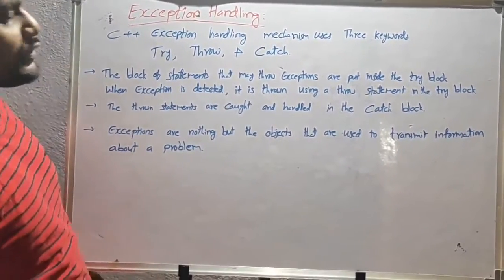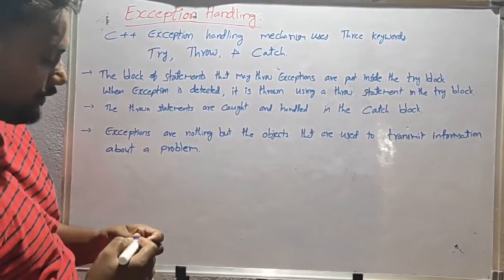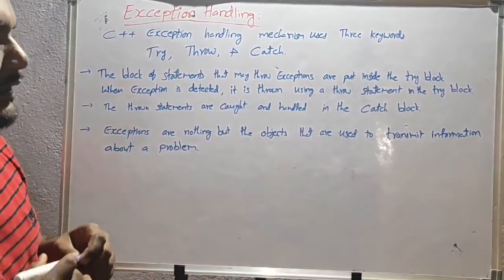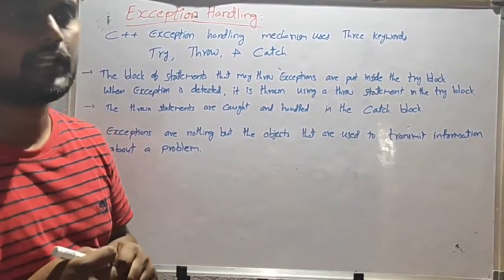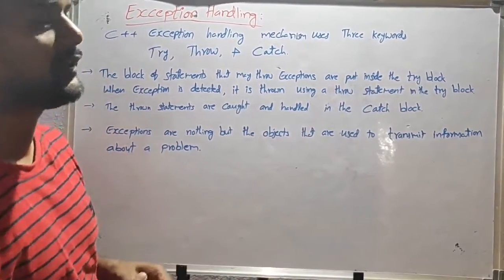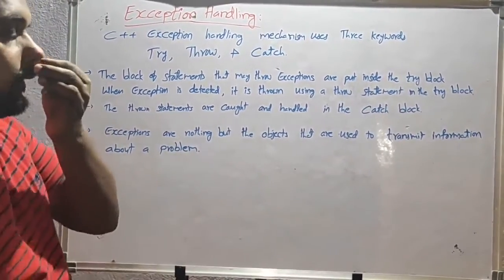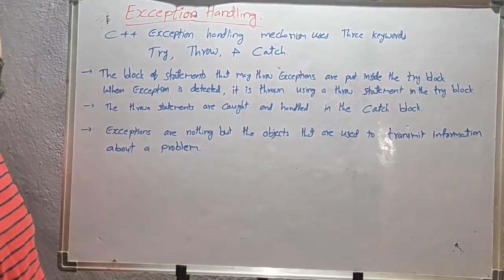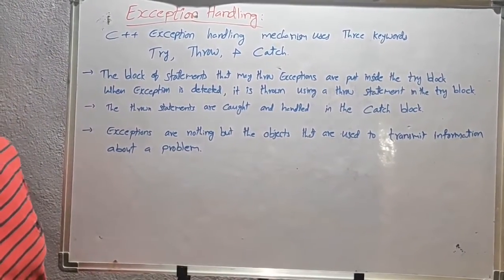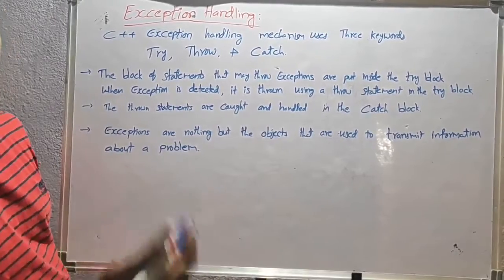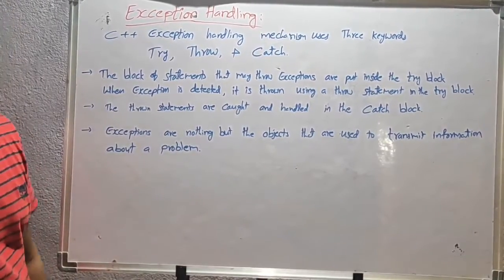Next, exception handling. We have seen what an exception is. An exception is a runtime error that occurs during program execution. When a runtime error occurs at program execution time, that is called an exception.